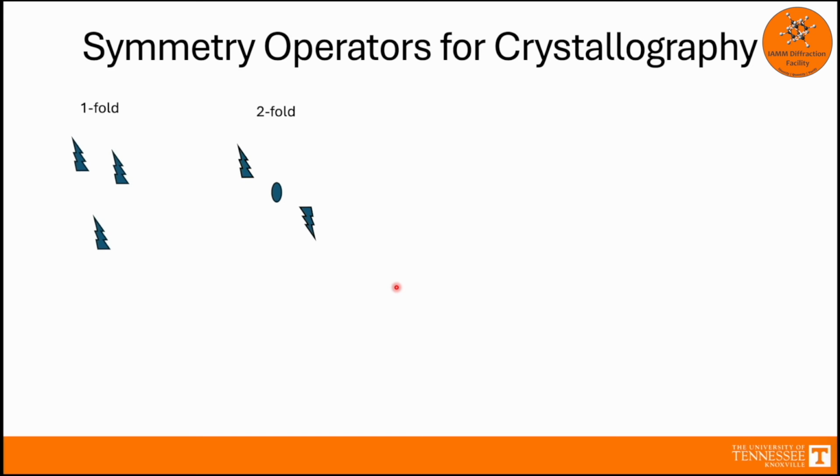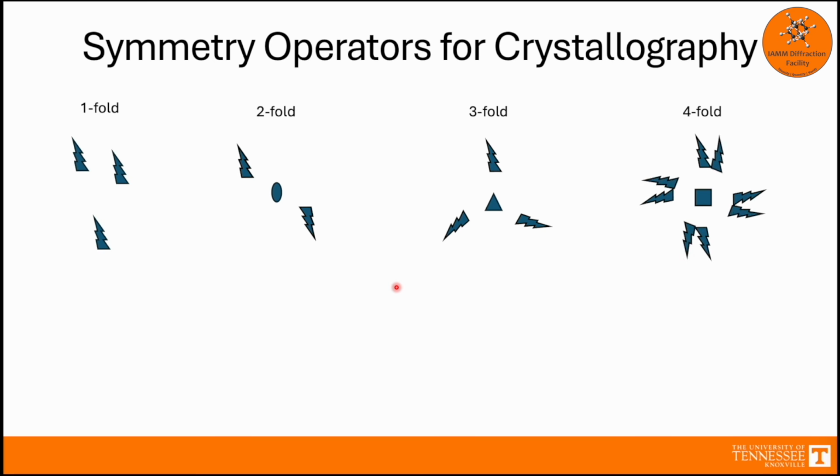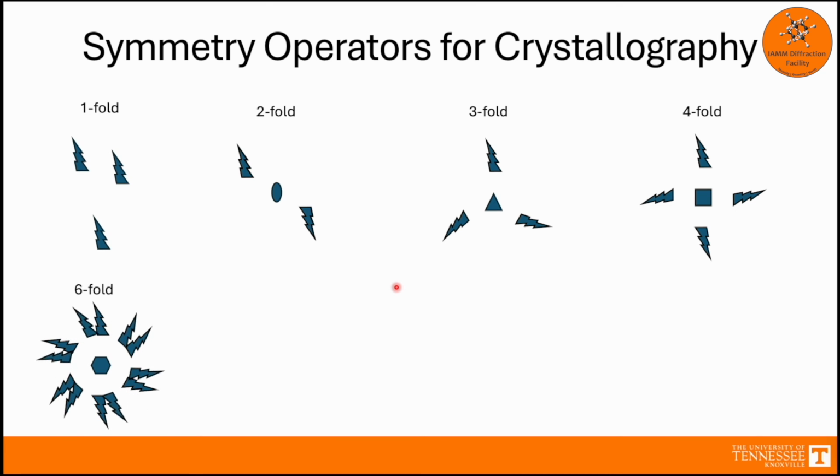For a two-fold axis, as a reminder, that shape is an oval. And then we see that if we rotate by 180 degrees, it comes into self-coincidence. For a threefold axis, represented by a triangle, we only have to rotate it 120 degrees for self-coincidence. Fourfold, indicated by a square, if we rotate it 90 degrees, it's self-coincident. And finally, for a 6-fold axis, if we rotate it 60 degrees, we get self-coincidence.